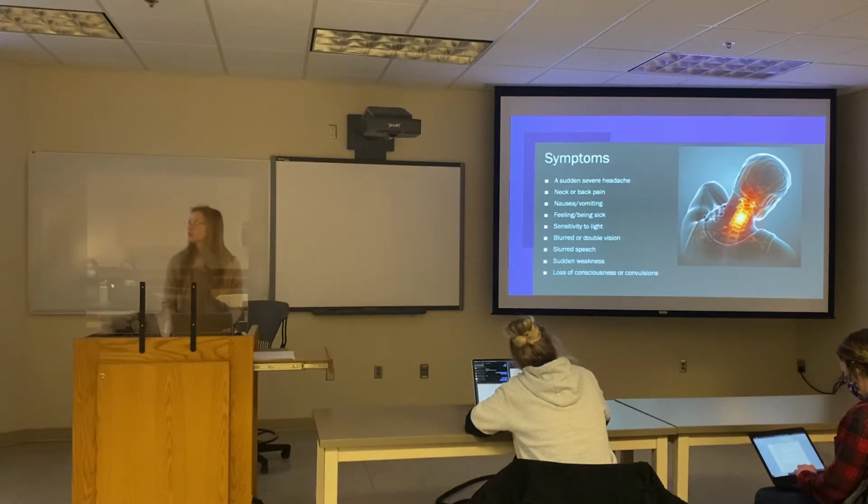Moving on to some of the symptoms of SAH. They usually don't appear unless that brain aneurysm ruptures. Once that rupture does happen, the main symptom is a sudden severe headache, which is more intense at the base of the skull. People who have SAH will characterize this headache as the worst headache they've ever had to experience. Other symptoms besides that main one would include neck or back pain, nausea or vomiting, feeling sick, sensitivity to light, blurred or double vision, slurred speech, sudden weakness, and also loss of consciousness or convulsion, which is rapid or uncontrollable shaking.